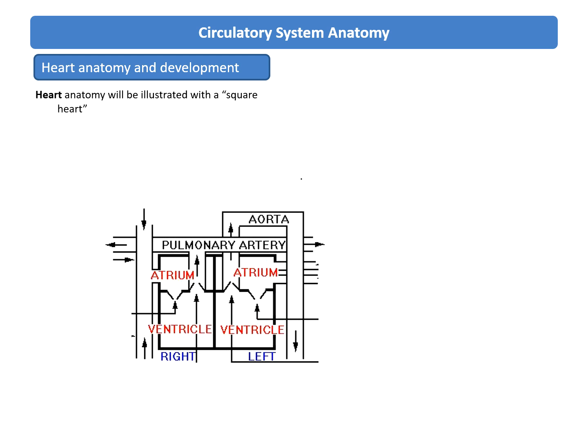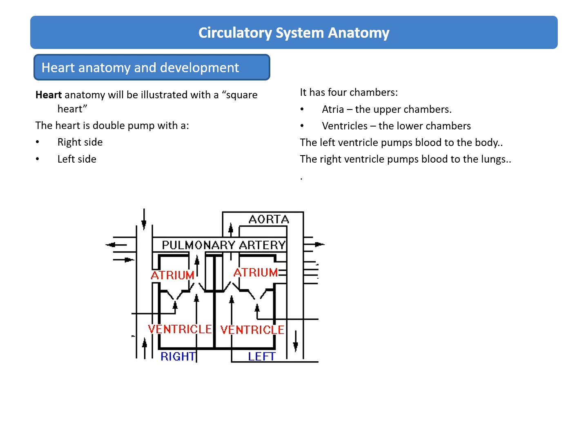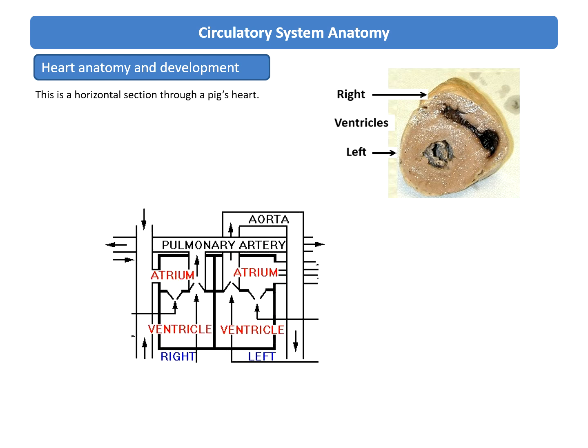Let's describe the anatomy of the heart using a square heart. The heart is a double pump. It has a right side and a left side. It has four chambers. The two upper chambers are the atria, plural for atrium, and the two lower chambers are the ventricles. The left ventricle pumps blood to the body. The right ventricle pumps blood to the lungs.